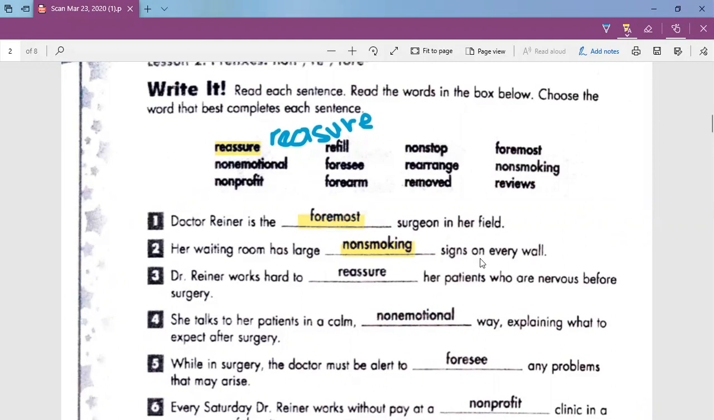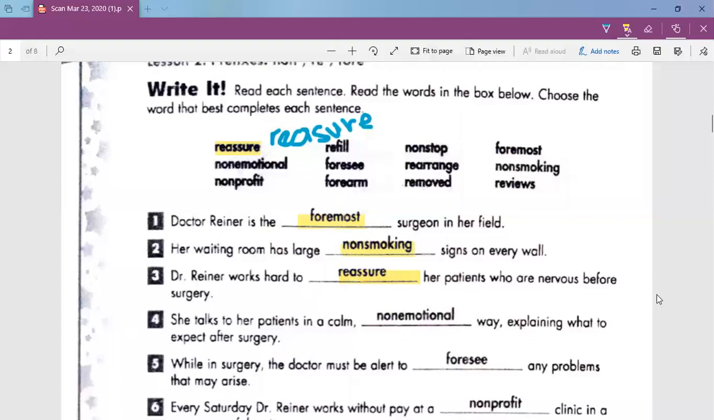All right. I can read the next one. Not you, Emil, sorry, because you have participated a lot. I need one more person to read. Go ahead, Jared. Dr. Rainer works hard to reassure her patients who are nervous before surgery. Excellent. So the word is reassure, okay?